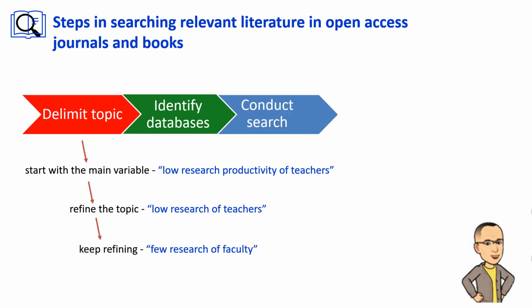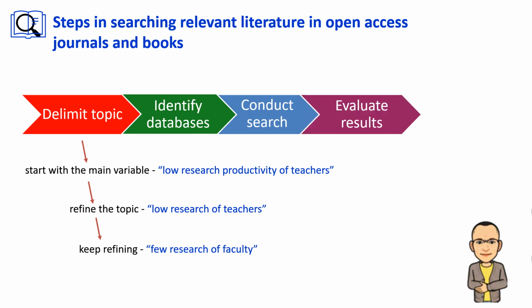Third, conduct a preliminary search. Use the search terms you identified to conduct a preliminary search in the selected databases. Fourth step, evaluate the results. Review the titles and abstracts of the results to see if they are relevant to your research question or topic.